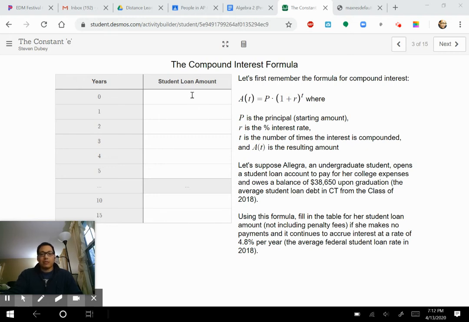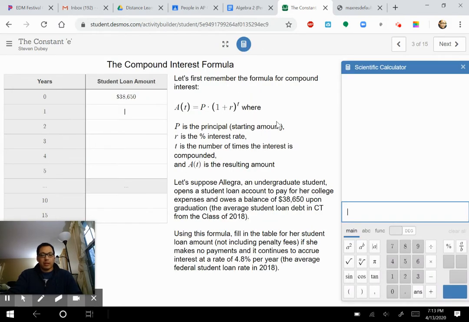So what does this mean? Well, she's going to start with a principal amount, which is $38,650. I'm going to put that here. And what will it be after 1 year? Well, after 1 year, I'll just start this off and then I'll pause the video in a second. She will owe $38,650 times, we can plug into this formula here, 1 plus 4.8%, which is 0.048, to the power of 1.